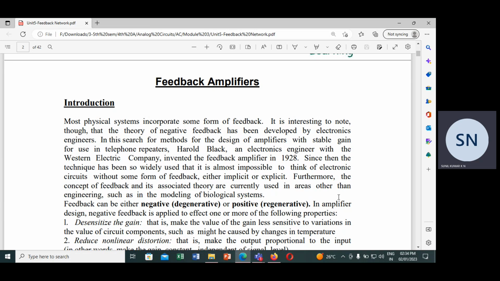Suppose the input signal as well as the feedback signal are in opposite phase, then it is called negative feedback. In oscillator type circuits, the input signal and feedback signal are in the same phase, but here both will be in opposite phase. So here we are going to discuss mainly negative feedback. Feedback amplifier is there, but in this content what we are going to discuss is negative feedback. Negative feedback has many advantages when compared to positive feedback.